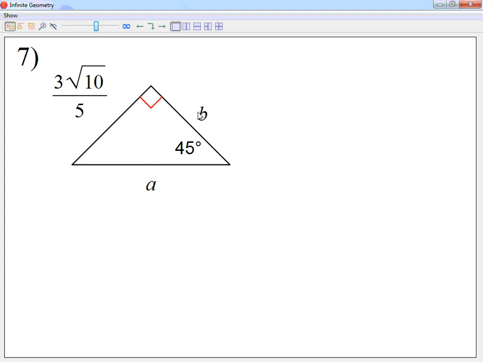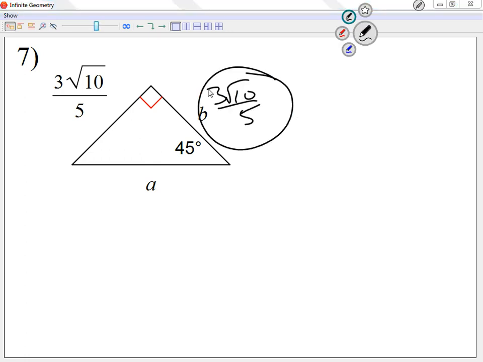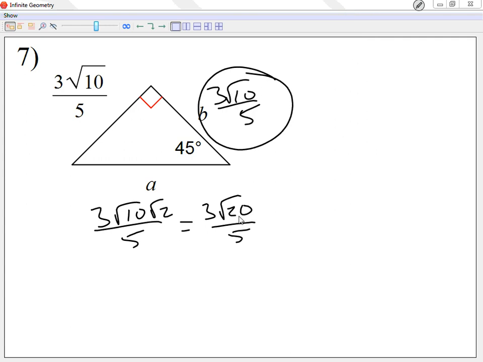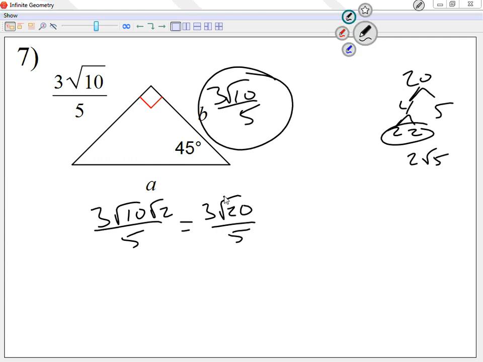Okay, to begin with, for number 7, we know b is 3 radical 10 over 5. So I'm just going to go for the easy one first. Now for a, I have to go 3 radical 10 over 5 times radical 2. But then I get 3 radical 20 over 5. Radical 20 can still be simplified. Remember when we do the tree diagram, 4 times 5, 2 times 2, the 2 goes out, the 5 stays in. So I know radical 20 is 2 radical 5. So let me change this for 2 radical 5.